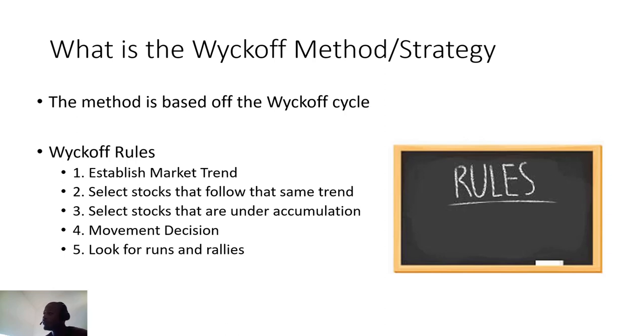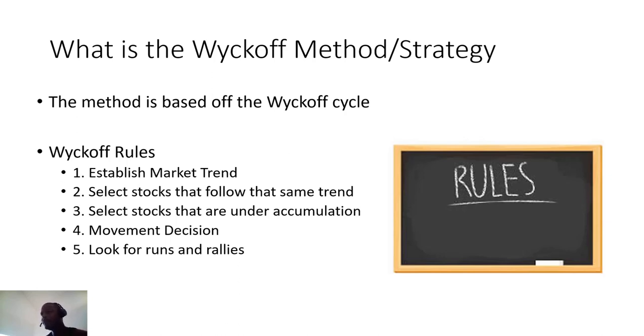Okay. Number three is selecting the stocks that are in the accumulation phase. These are stocks that have the potential to increase in price to meet or possibly exceed the price objective. And you usually see that in the accumulation phase when you're looking at stocks within that trend.